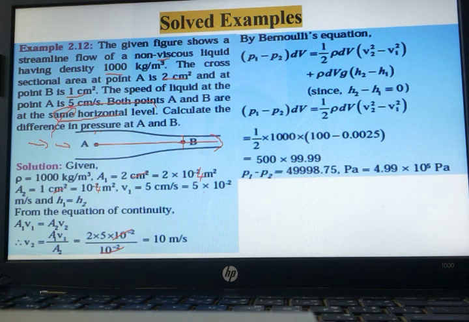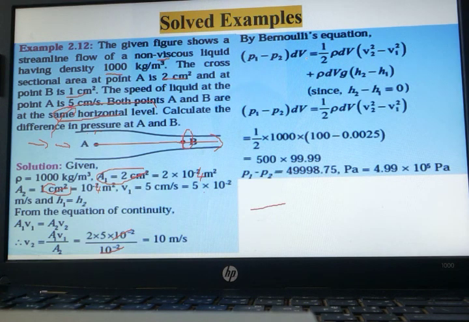So even if we don't convert it and keep it as it is, it will not make any mistake, because it is a ratio. Whenever it is a ratio and both quantities have the same unit, you can see area A1 was in centimeter and A2 was also in centimeter, so even if we don't convert it, it is by default right. So 2 fives are 10. So what we have got is that the velocity at point B is 10.